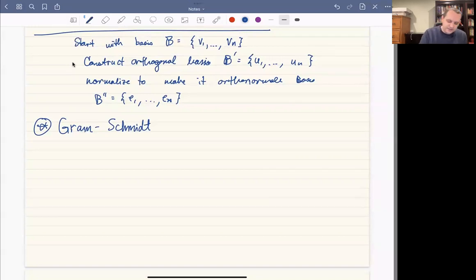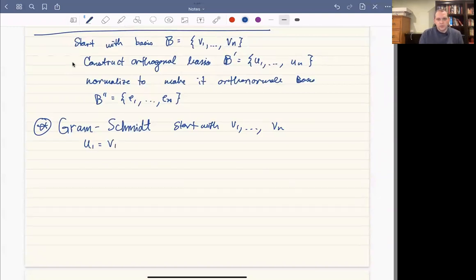And the idea is if you start with the vectors v1 to vn, here we need v1 and v2 and all the way up to vn to be linearly independent. So they have to be basis vectors. They have to span whatever space and be linearly independent. What you can do is to orthogonalize, you do the following process. So u1 is just v1.